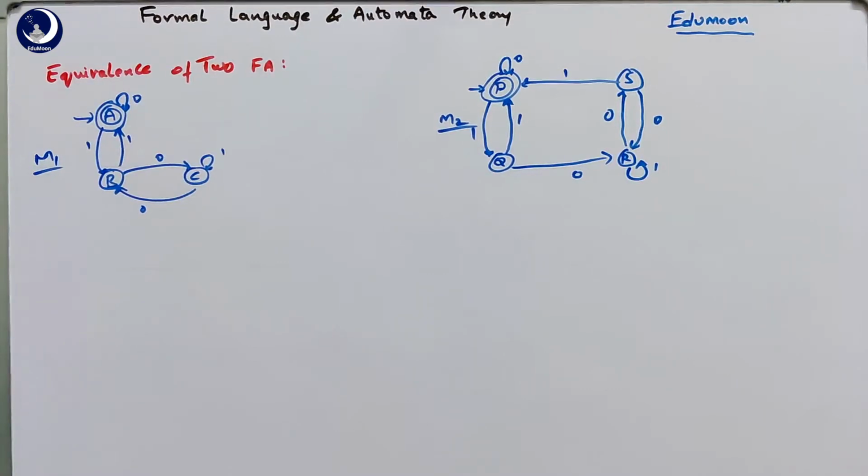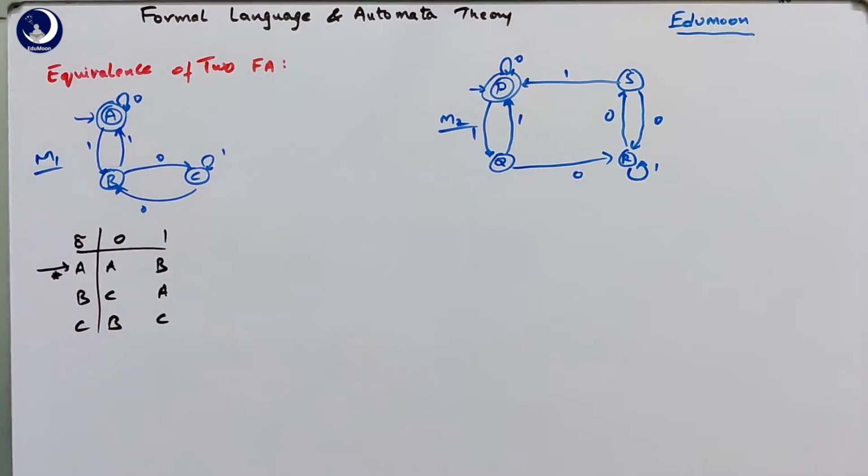So let us have the tables for this. The transition table for the first machine looks like this. A on 0 goes to A and A on 1 goes to B. And you can check that A is both the initial and final state here.